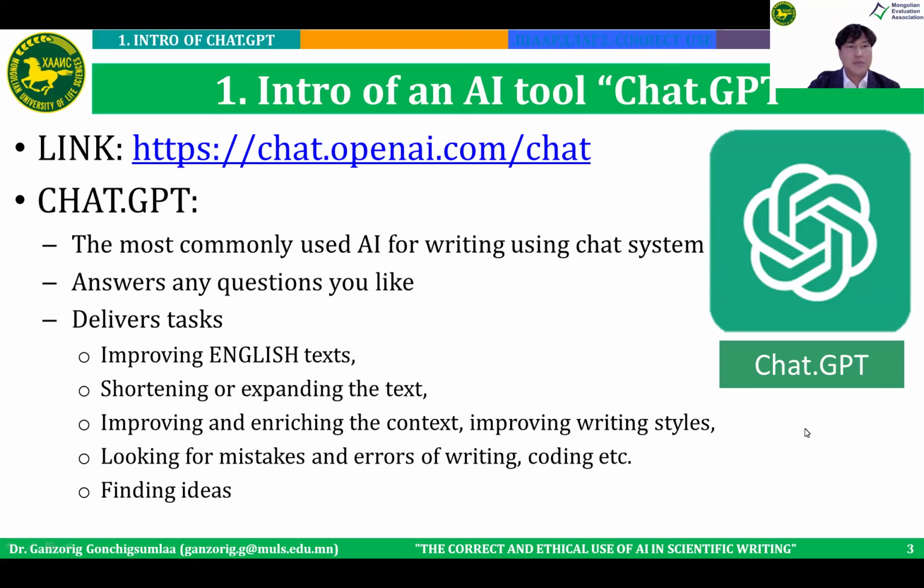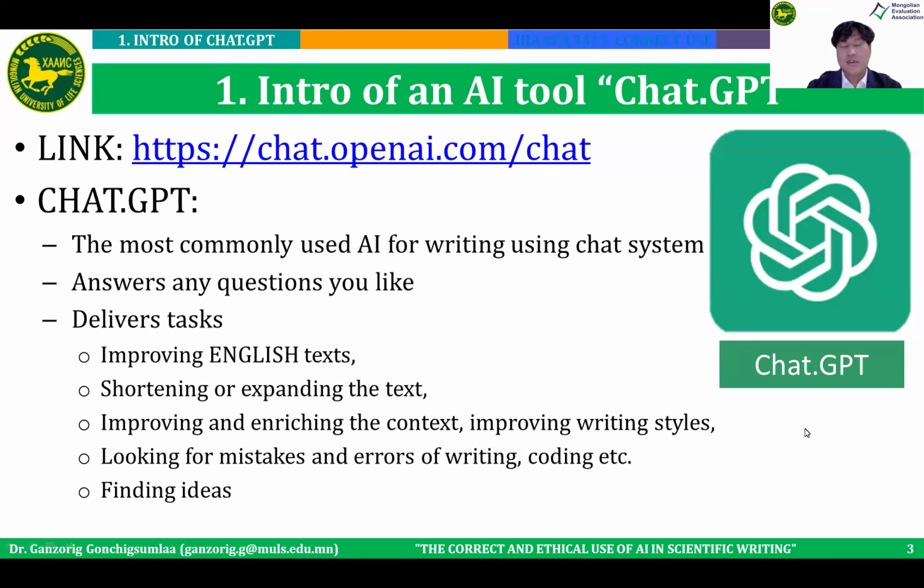So ChatGPT is the most commonly used AI for writing using a chat system. It answers any questions you like and also delivers tasks. And asking means sometimes it's also giving a kind of order to perform some tasks. These tasks can include improving English texts, shortening or expanding the text, improving or enriching the context, improving the writing styles, looking for mistakes or errors of writing, and also coding and finding ideas or brainstorming.